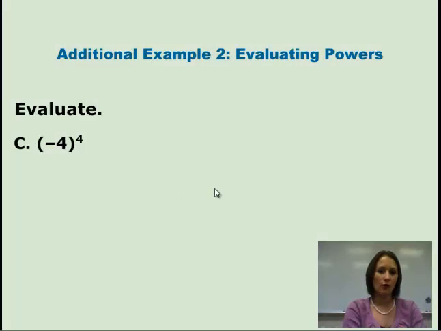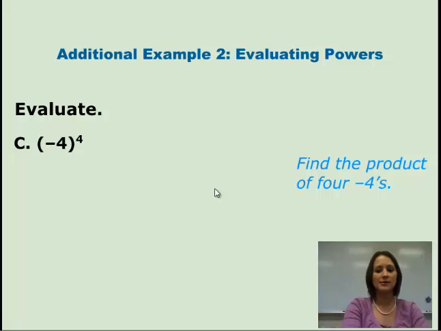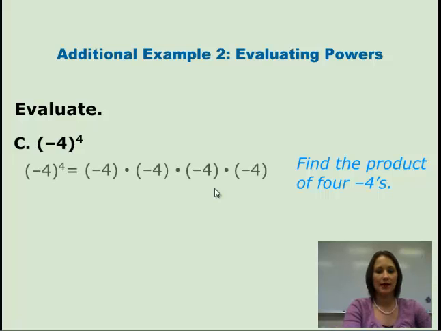Evaluate this one. -4 to the 4th power. So find the product of 4 -4's. -4 times -4 times -4 times -4. -4 times -4 is +16. -4 times -4 is +16. And 16 times 16 is 256, which you probably should remember from your perfect squares.